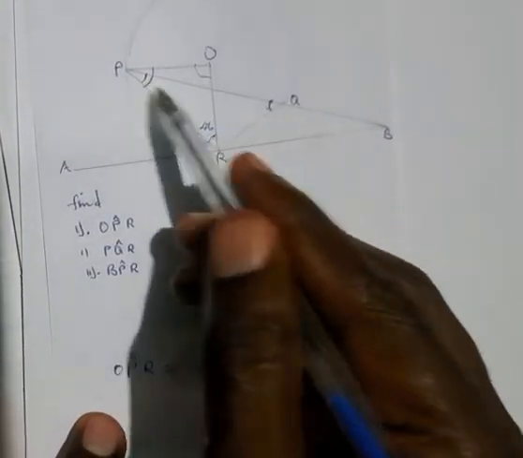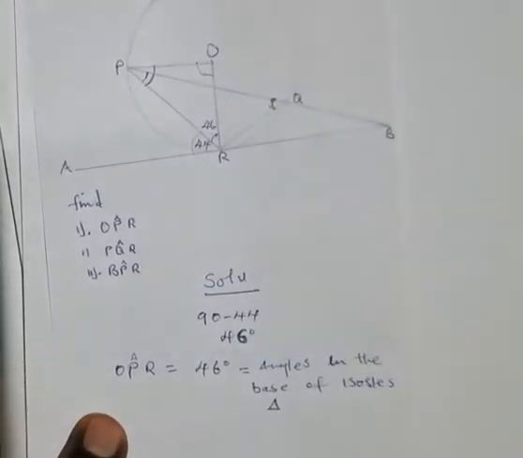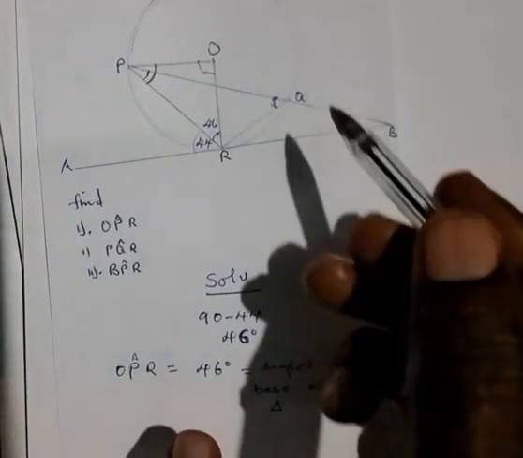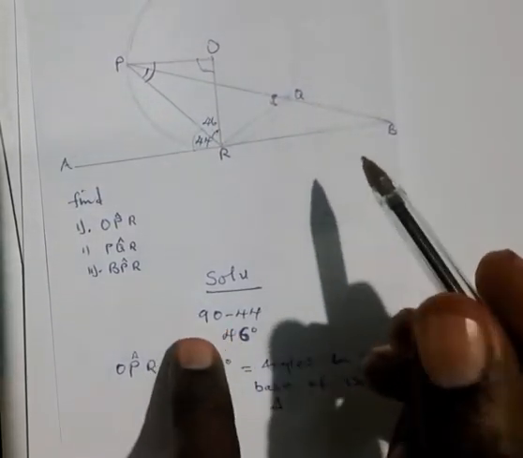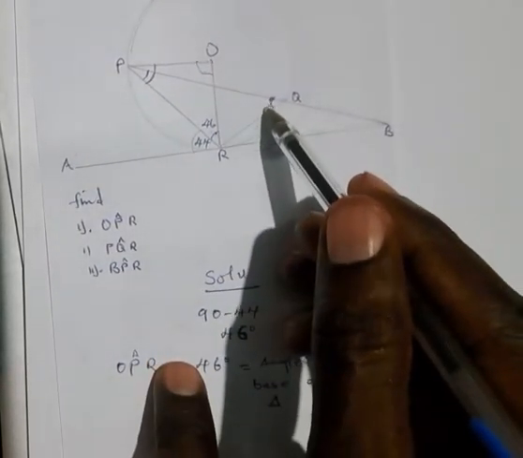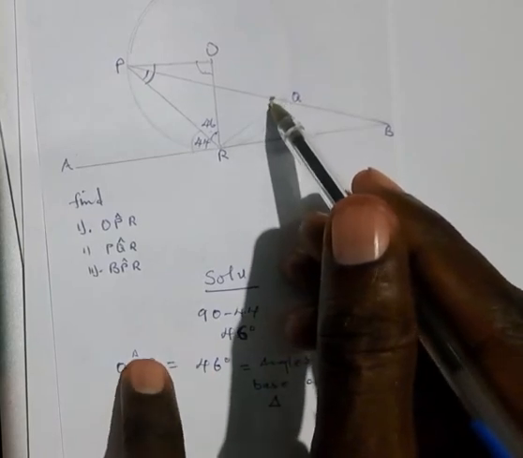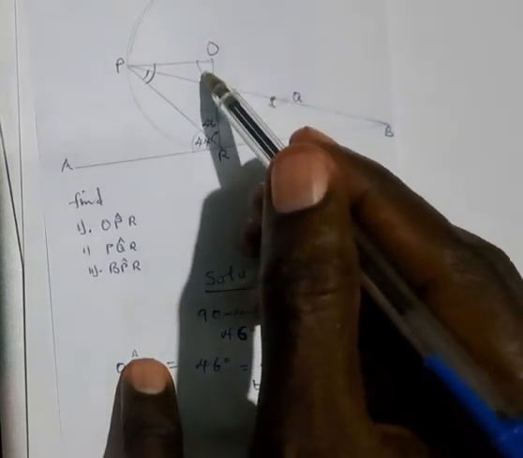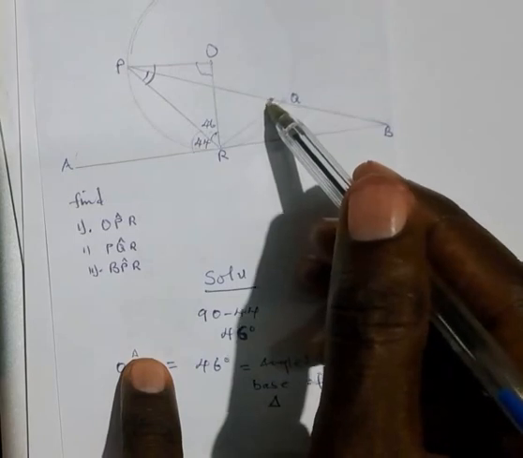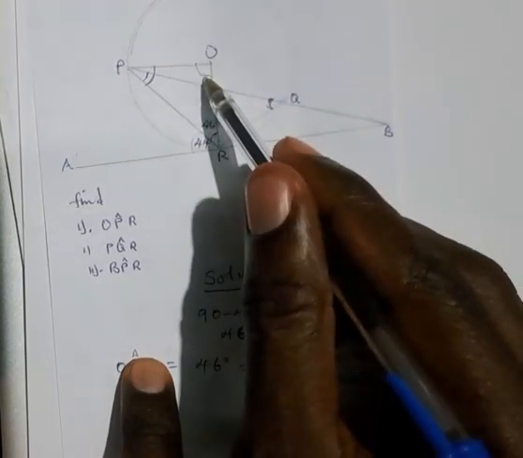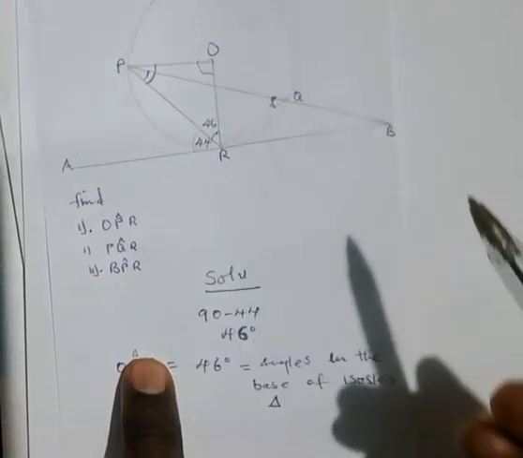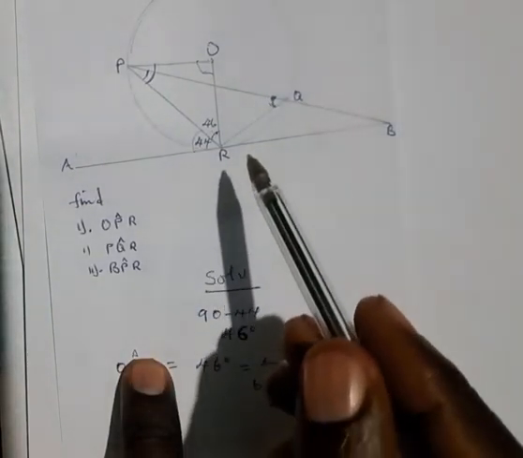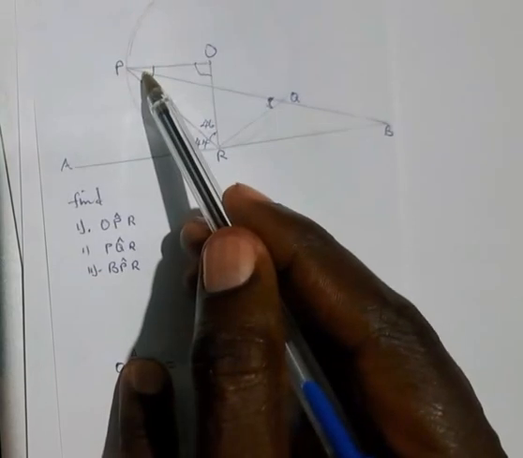Angle PQR, this angle here. So remember, what can help us to find this angle? We're going to use the theorem that states that the angle at the circumference is half the angle at the center. So now we have to find this angle here at the center. What could be the size of this angle? Remember we said these angles are the same, right?